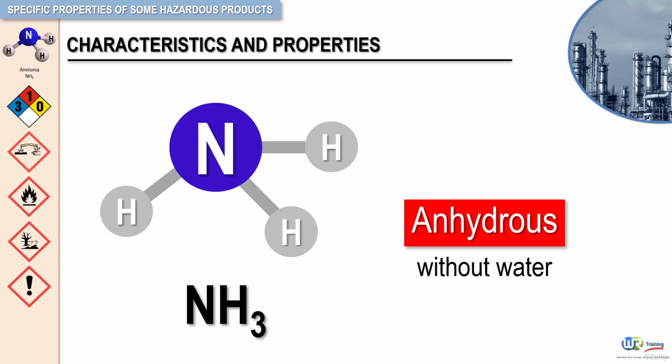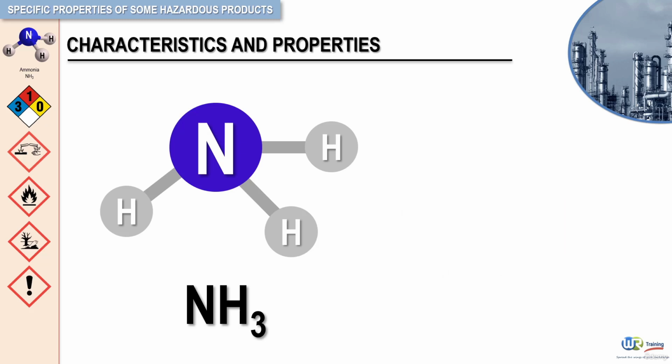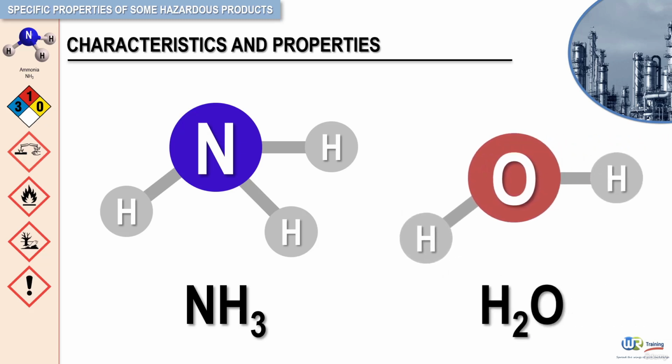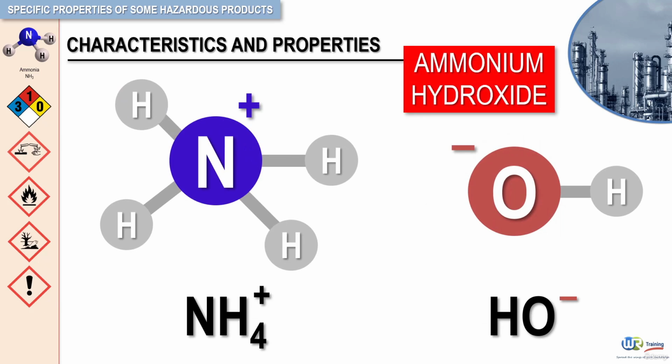The fact that anhydrous ammonia contains no water contributes to its hazardous nature. When anhydrous ammonia contacts any type of moisture, it quickly combines with water to form ammonium hydroxide, as depicted here. Ammonium hydroxide is a very caustic solution, which can cause irritation and burns to human tissues.